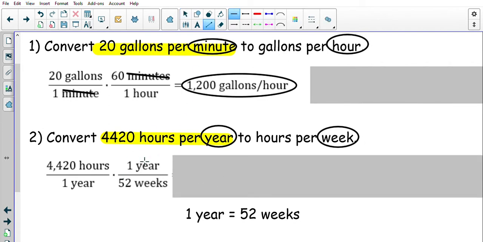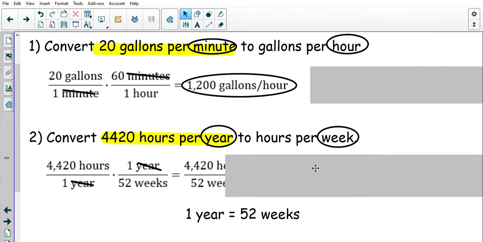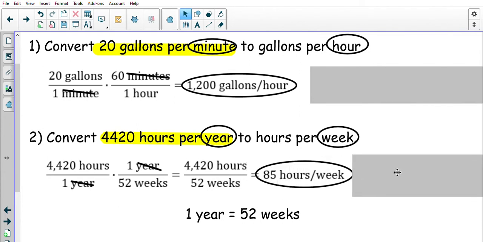And again, you can't switch the 1 and the 52. It's 1 year is 52 weeks. Years has to go on top to cancel with the other years. We want the number of hours per week. So we have 4,420 hours on the top, 52 weeks on the bottom. Divide those to get our final solution, and we will get 85 hours per week. Again, really good practice for us to convert just 1 unit of measure.